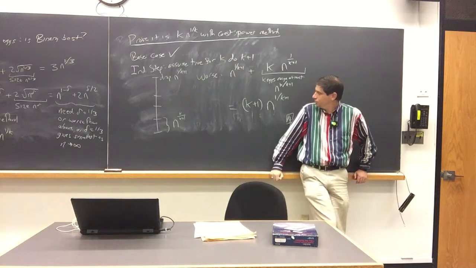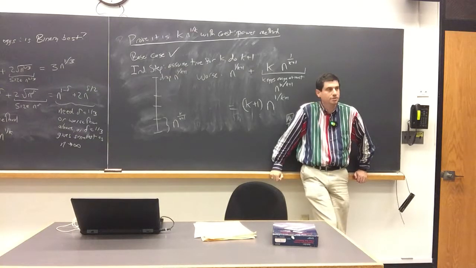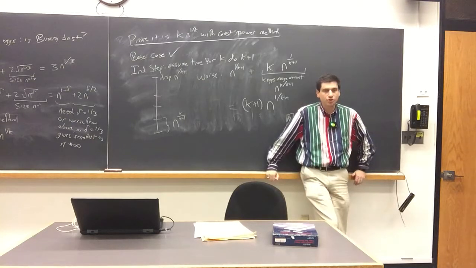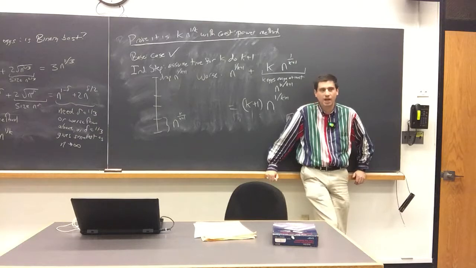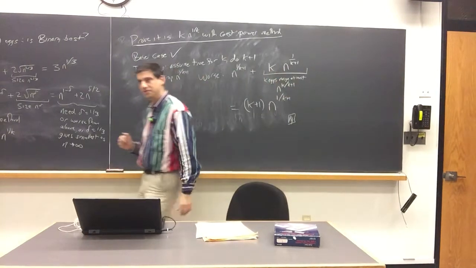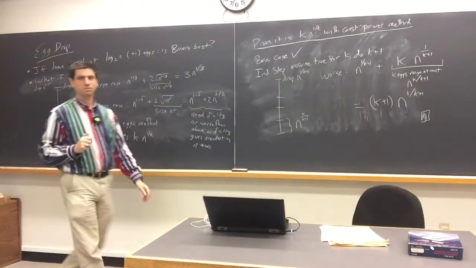So this method shows that our conjecture is correct. This does not show that this is the best. It just shows that if you have k eggs, you can do it in k n to the 1 over k. So we are comfortable about this? Yes? Just reviewing the 3 egg.